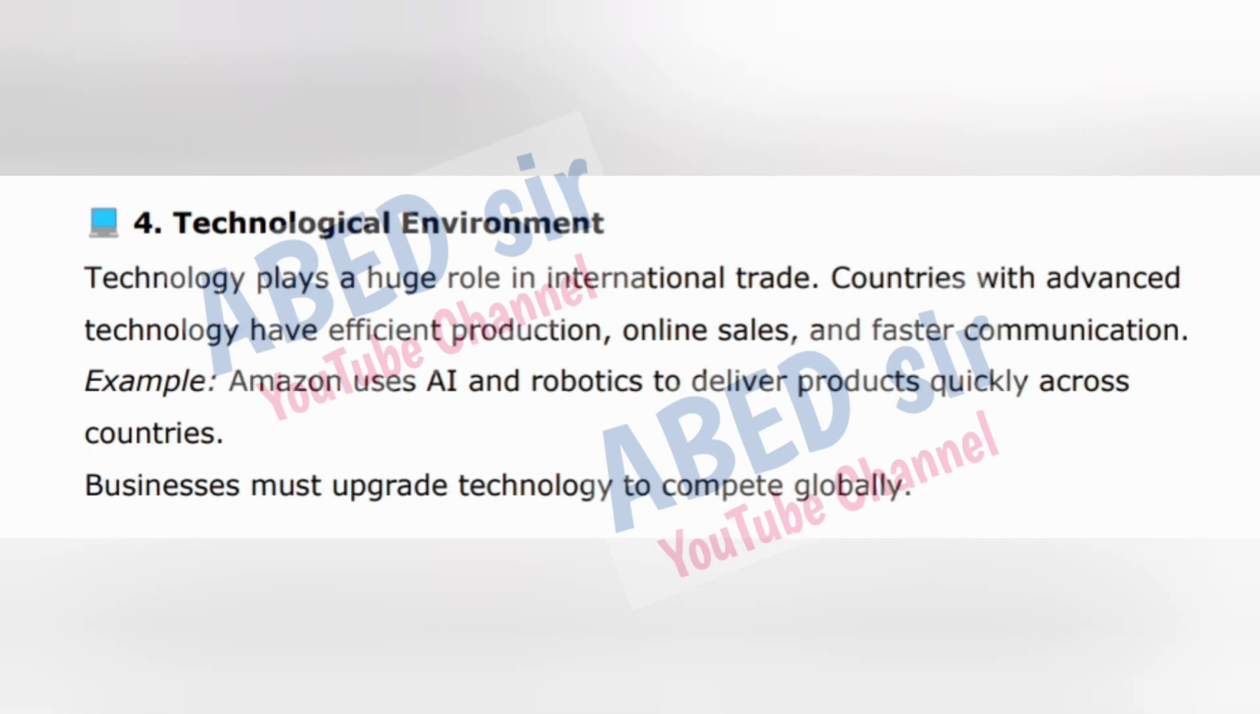4. Technological environment. Technology plays a huge role in international trade. Countries with advanced technology have efficient production, online sales, and faster communication. Example, Amazon uses AI and robotics to deliver products quickly across countries. Businesses must upgrade technology to compete globally.